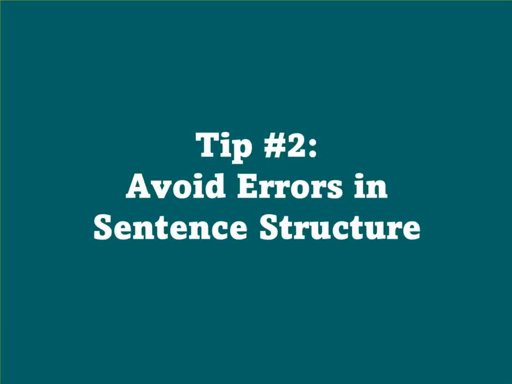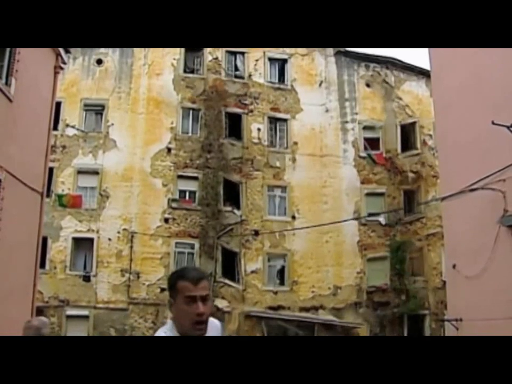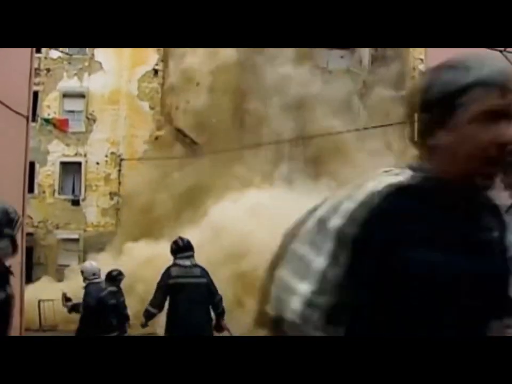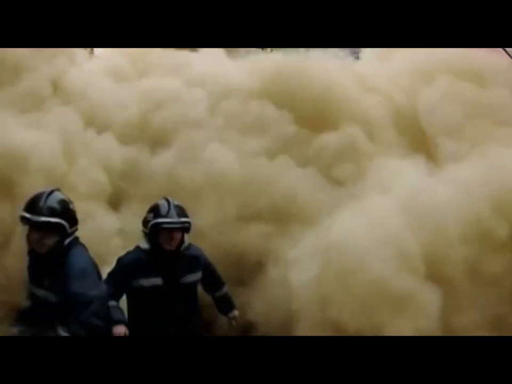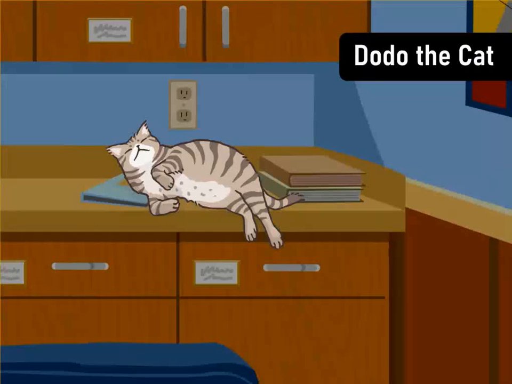Well, just adding sentence variety to your sentences is not enough. You also need to make sure they are structurally sound. Buildings that are not structurally sound are likely to collapse. Similarly, sentences that don't have a strong structure will fall apart.